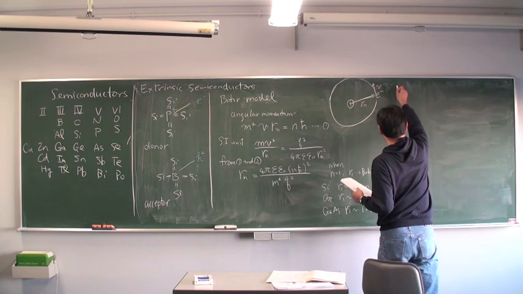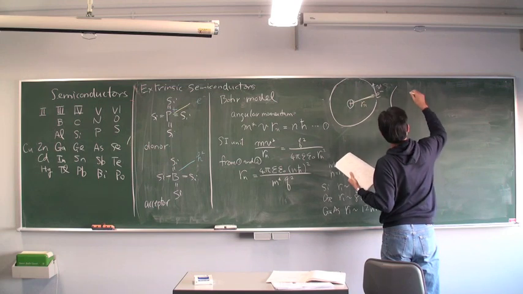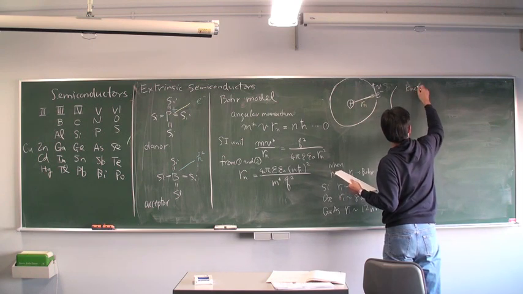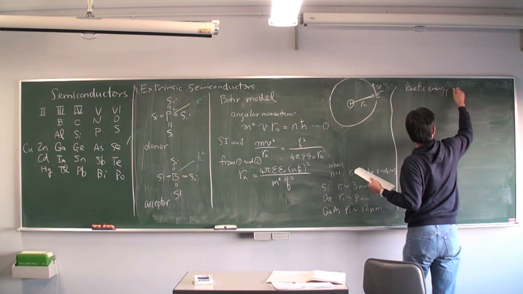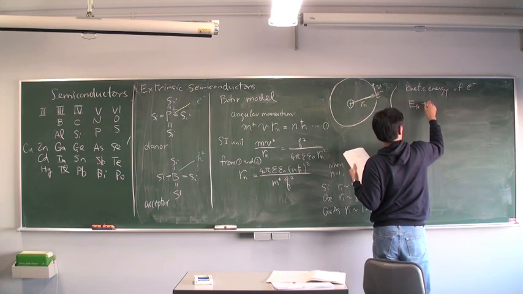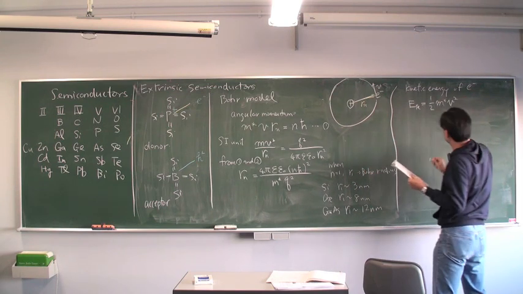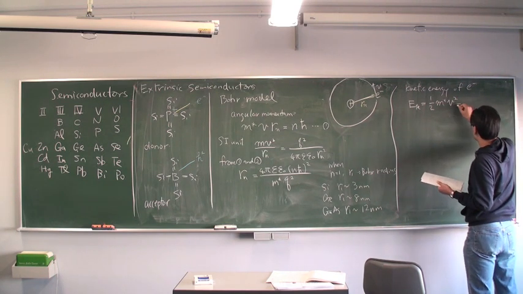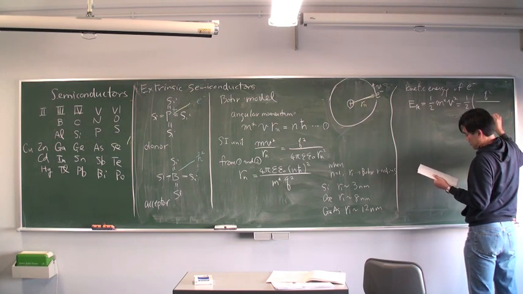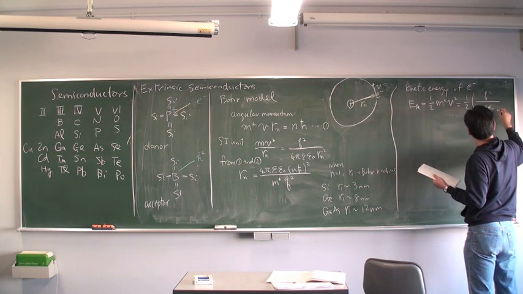And then, now, we consider EK, kinetic energy of electron. EK equals 1/2 m effective mass times velocity squared, which is 1/2 Q square over 4 pi epsilon zero Rn.